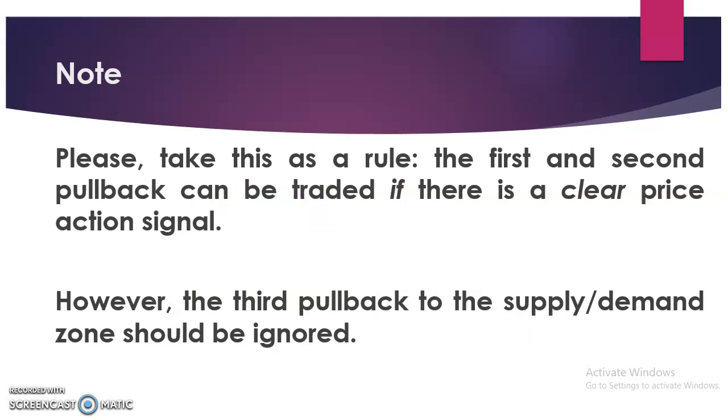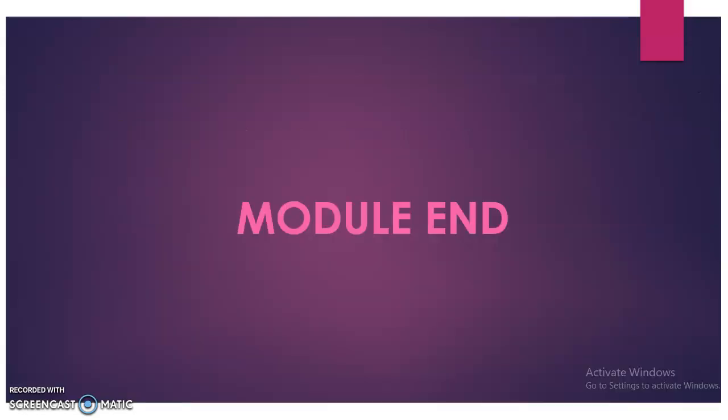All right. Okay, so quickly let's take these notes. Please take this as a rule. The first and second pullback can be traded. In other words, the first and second mitigations can be traded if there is a clear price action signal. Those are things that we're still going to talk about when we get to entry protocols. However, the third pullback to the supply and demand zones should be ignored. If it has been mitigated, if it has been tested, if there are pullbacks into that zone more than two times, just ignore it. So this is going to be the end of this particular model. I'm going to see you in the next.